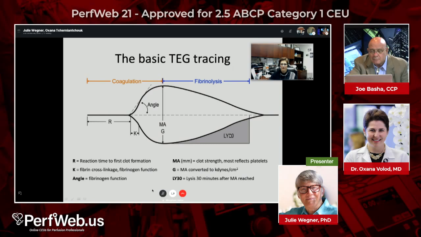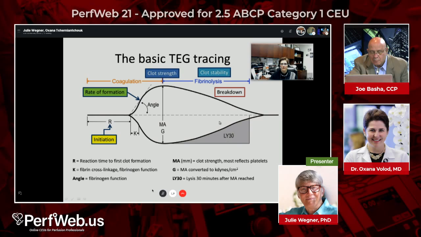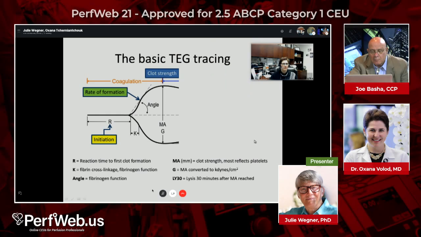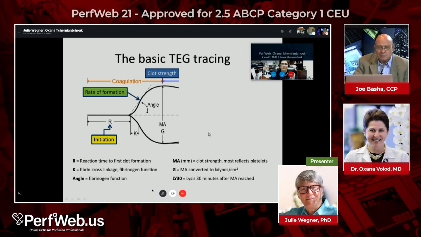All right. So, the basic TEG tracing, we start with initiation, which is the R value, which is clotting time. Then we have the rate of clot formation, which is associated with the rate of formation of the fiber network as well as thrombin generation. We also have clot strength, which is the maximum clot strength, your MA value. And then also clot stability and breakdown, which typically is defined by the LY30 value.